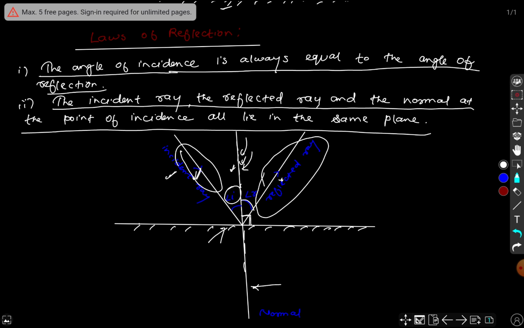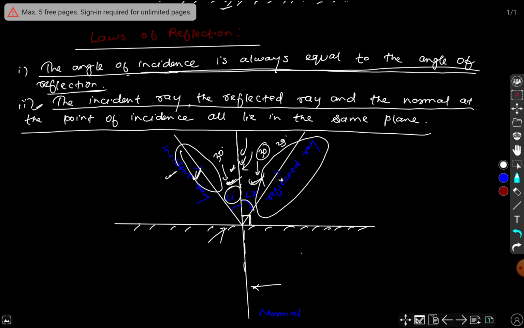Now what does the first law say? The first law says that the angle of incidence is always equal to the angle of reflection. That means whenever there is reflection of light, it happens by following the first law, which says that angle I equals angle R. These two angles have to be equal to each other. Just suppose that the angle of incidence is 30 degrees, then the angle of reflection would be 30 degrees. It can't be 29 degrees. That's what I mean to state.